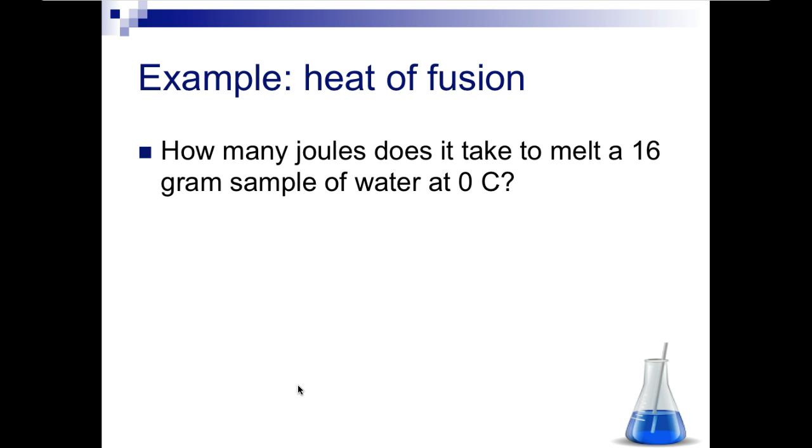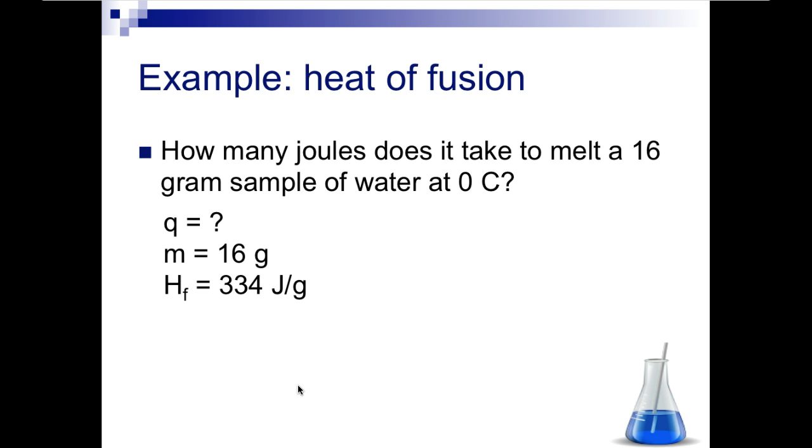So let's look at a couple examples. Let's look at a heat of fusion example first. So it says, how many joules does it take to melt a 16-gram sample of water at 0 degrees Celsius? Since it's at 0 degrees Celsius and that's the melting point of water, you know it's going to be heat of fusion. If you don't know that, that's something that you need to practice and you need to get your brain trained to identify. So the first thing in any kind of these math problems that we need to do is we need to list the variables that we're given.